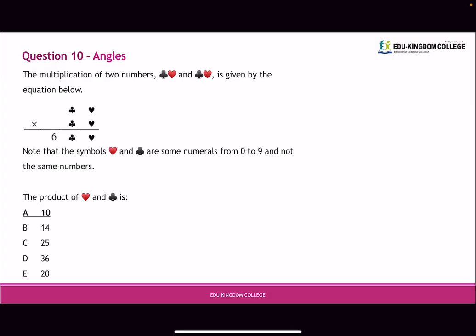So this question was a little bit confusing. Basically, you have an equation below. You have a clover and a heart. So basically, clover heart is just one number. It's not two separate numbers. It's like 16 or something like that. It's not 1 plus 6. It's like 16. So something, a 2-digit number squared times a 2-digit number squared equals 600 and something.